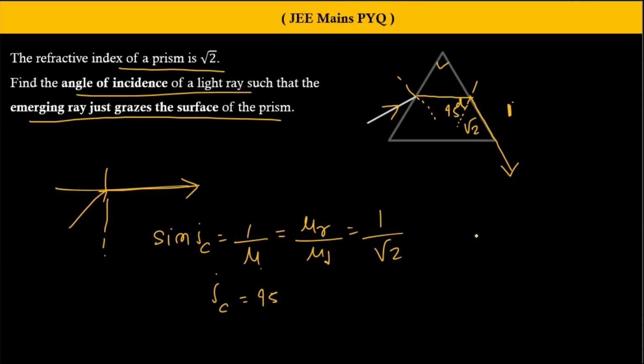And if this is 45, you also know what r1 plus r2 is? 90. Sorry, this is A. And here A is 90. Okay, so this is 90. R1, one is 45, another also has to be 45.